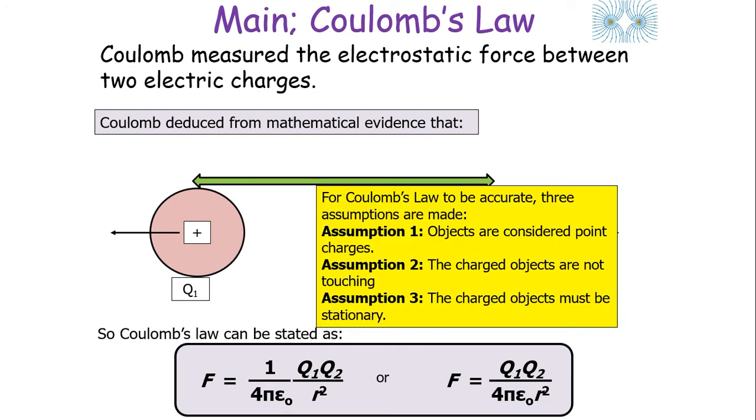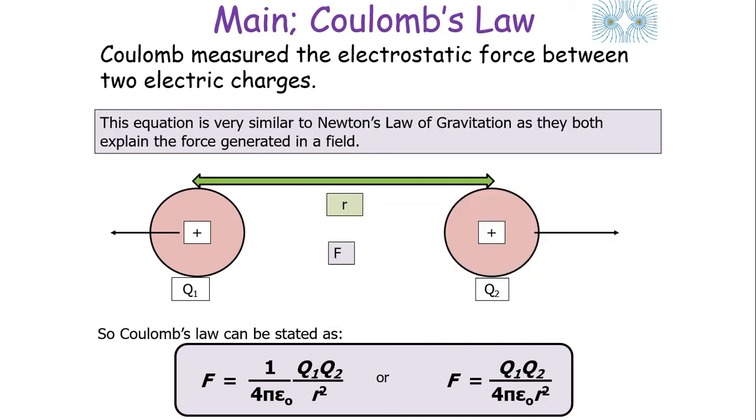And for Coulomb's law to be accurate, 3 assumptions are made. Assumption 1, objects in this particular example are considered point charges. Assumption 2, the charged objects are not touching. And assumption 3, the charged objects must be stationary.